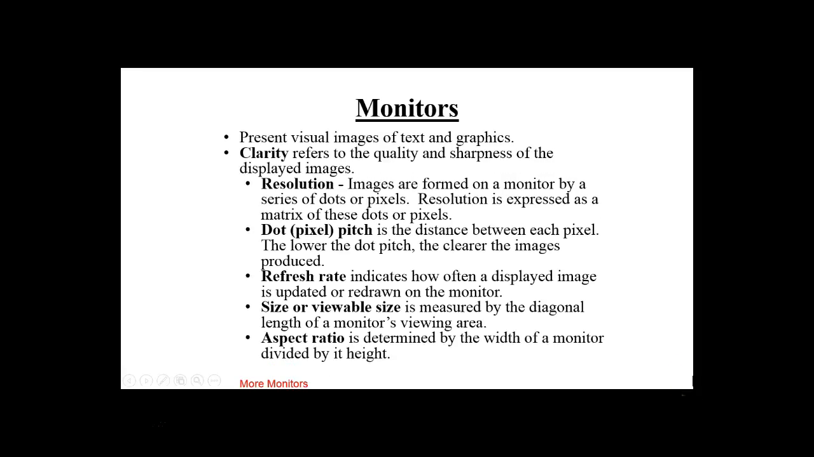Monitors just present visual images of text and graphics. Clarity refers to the quality and sharpness of the displayed images. So, resolution. Images are formed on a monitor by a series of dots or pixels. Resolution is expressed as a matrix of those dots or pixels. Dot, pixel, or pitch is the distance between each pixel. The lower the dot pitch, the clearer the image is produced.